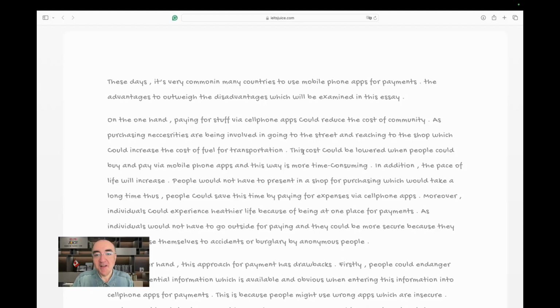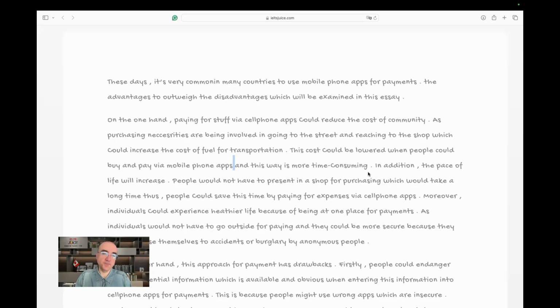Anyway, this cost could be lowered when people could... there are too many coulds. Basically, I can live with can. I don't need could. This cost can be lowered when people can buy and pay via mobile phone apps. And this way is more time consuming. I need a comma here. This way is more time consuming.